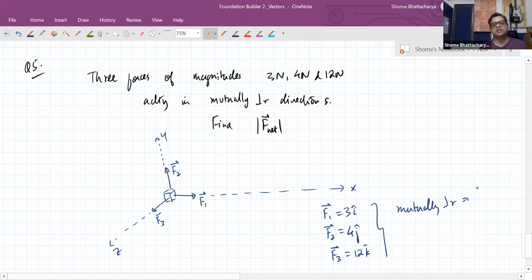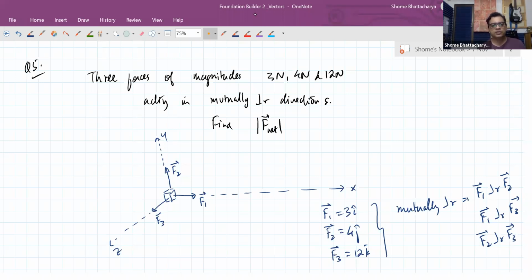So what that means is that F1 is perpendicular to F2, F1 is perpendicular to F3 also, and F2 is perpendicular to F3. So this is the meaning of it. Yes, very good, Bhavesh, that's correct.